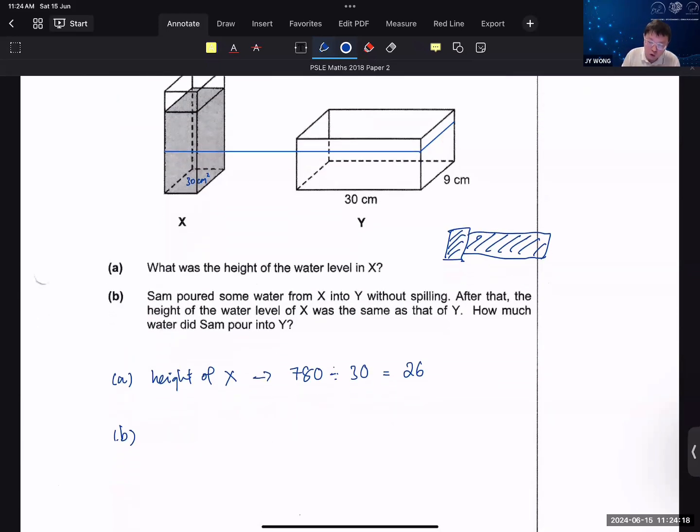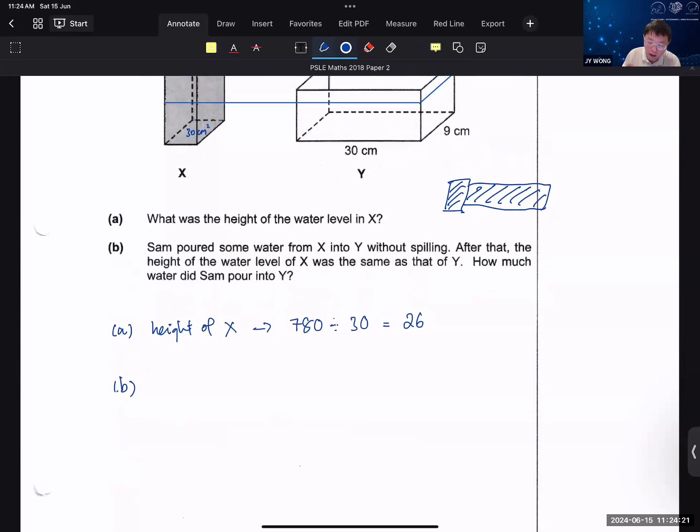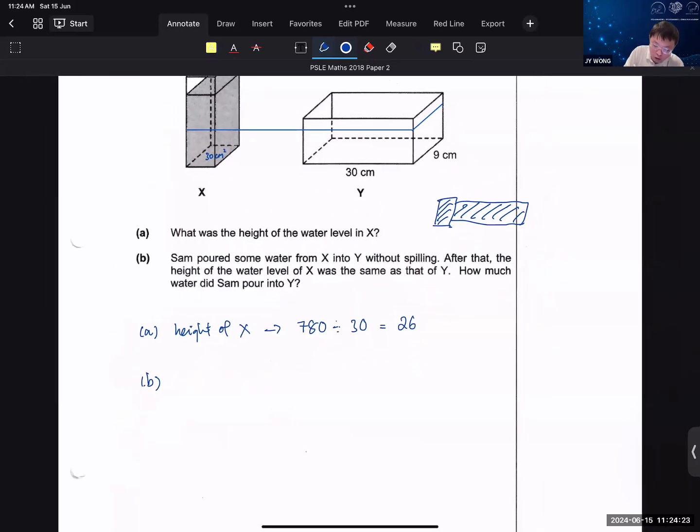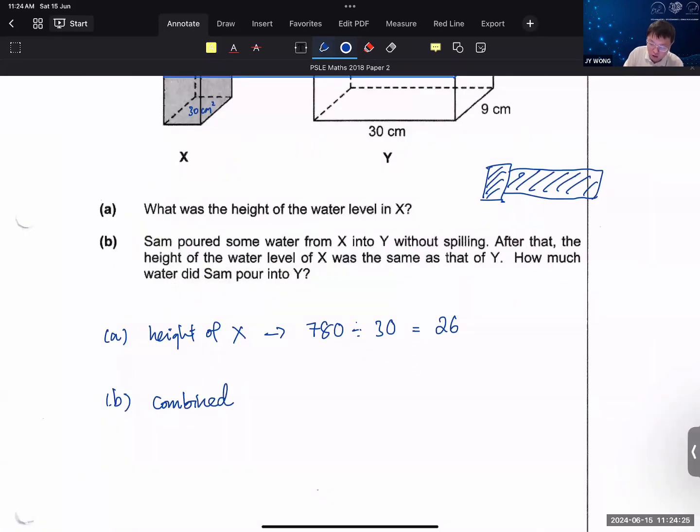You visualize it as though it's a single continuous container. In other words, you are looking at this thing called your combined base area because you are looking at it as a single container. So your combined base area is 30 plus 30 times 9 on the right side, which will give you 300. So that is your combined base area at the same height.